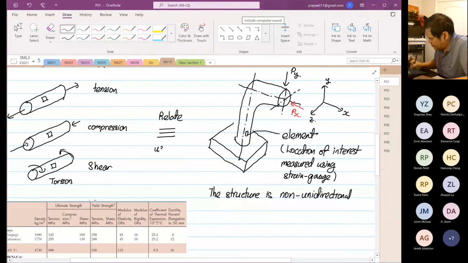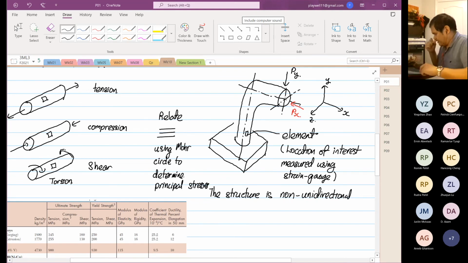Okay, relate using Mohr circle to determine principal stress. Okay, so the first thing you learn now is the term principal stress. Okay, so let me define what is principal stress.